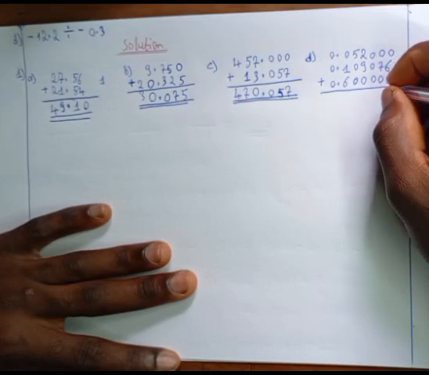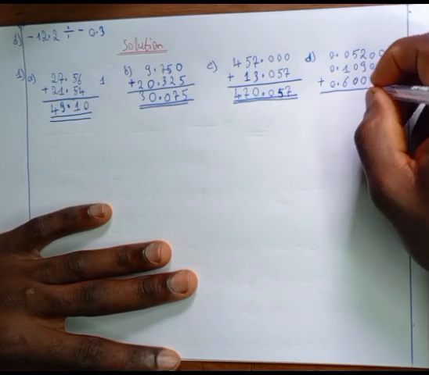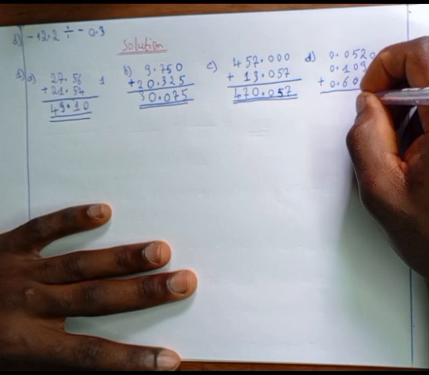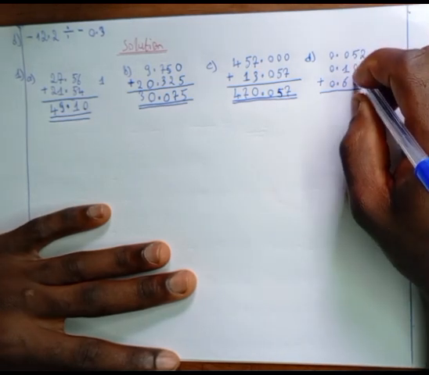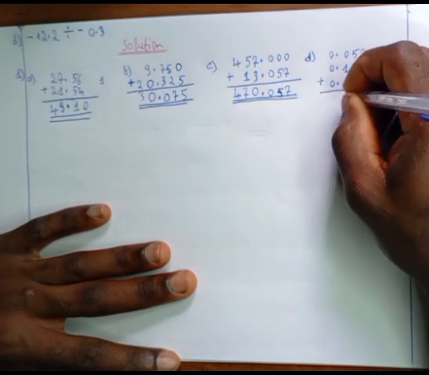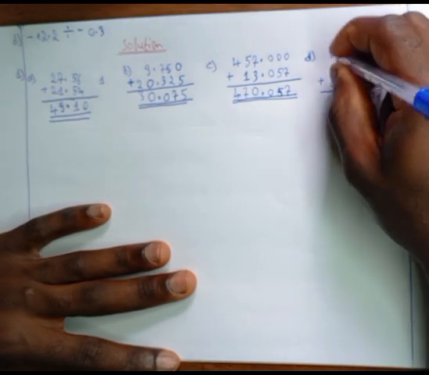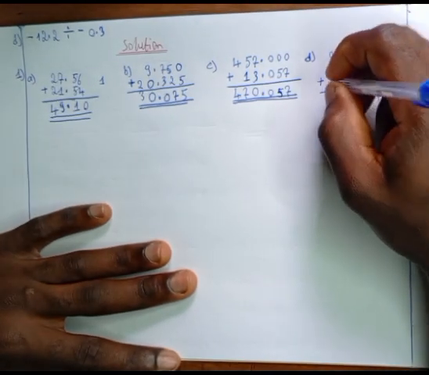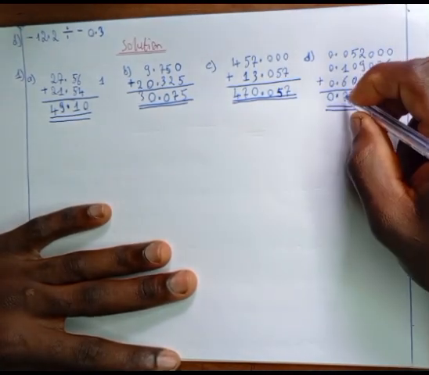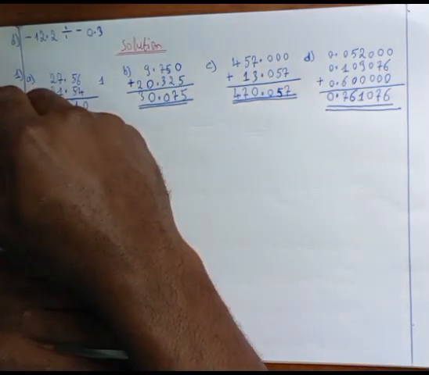Now we can easily add. 0 plus 6 plus 0 gives us 6. 0 plus 7 plus 0 gives 7. 0 plus 0 plus 0 gives 0. 2 plus 9 gives us 11, plus a 0, 11. We are going to write down 1, we carry 1. 5 plus 0 remains 5. 5 plus 0, 5, plus 1 we carry gives us 6. Next, 0 plus 1 gives 1. 1 plus 6, 7. We bring down the decimal point. 0 plus 0 plus 0 is equal to 0. So our answer will be 0.761076.